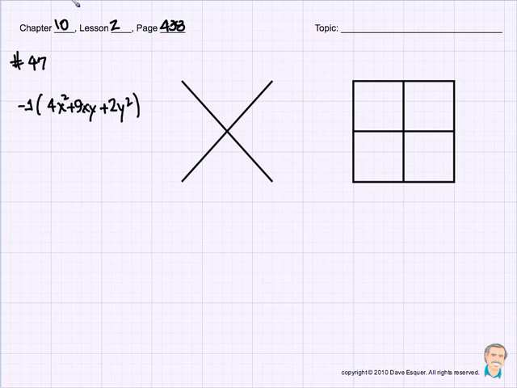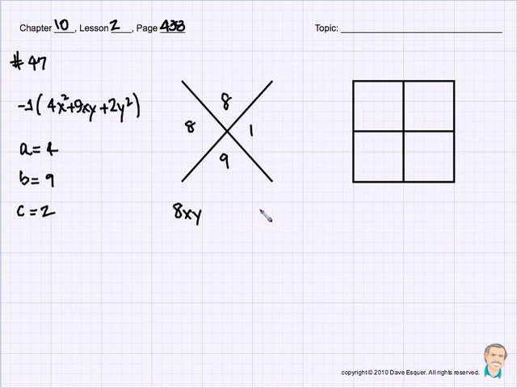So let's take the first term and use our box. And I'm on page 2 now, so I factored out a negative 1, which gives me 4x squared plus 9xy plus 2y squared. So this gives me a is equal to 4, b is equal to 9, and c is equal to 2. So we've got an AC of 8, and we've got a b of 9, and our terms are going to be positive 8 and positive 1.